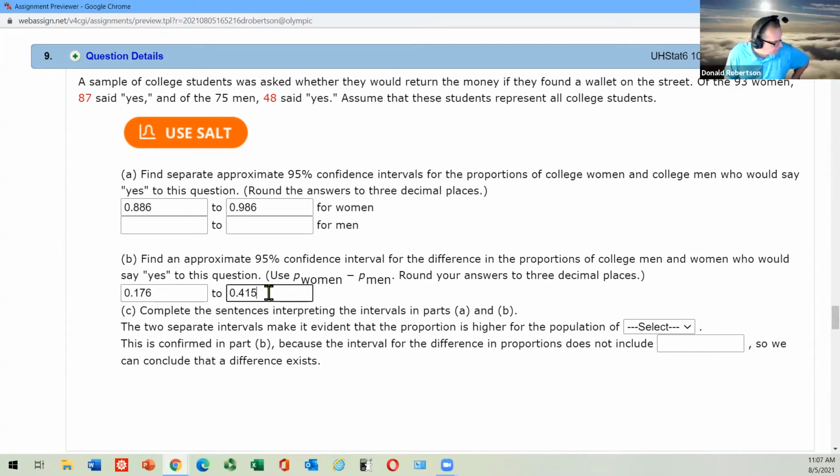So what that interval is telling me is, because it's positive, women are more honest than men, right? The women number is bigger than the men. There's clear evidence for that. And it's at least 17% more honest than men. At least that much, probably better. And that's the end of, unless you have questions, of course, the difference between two proportions and confidence intervals.